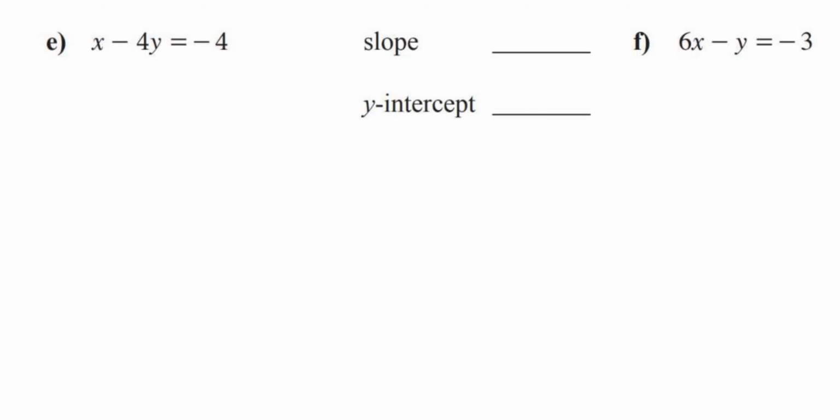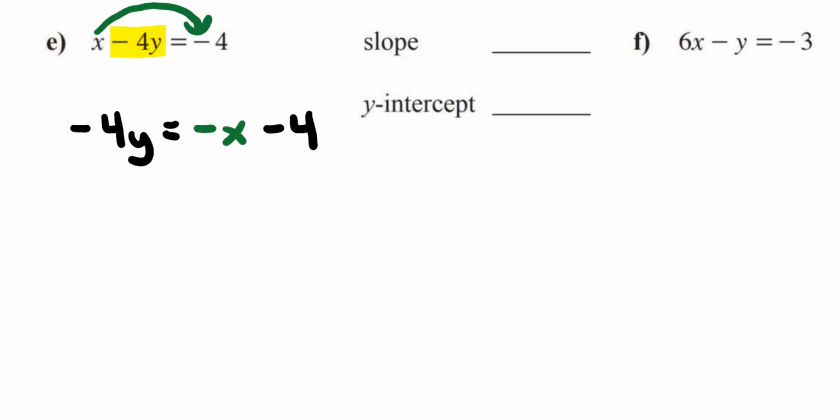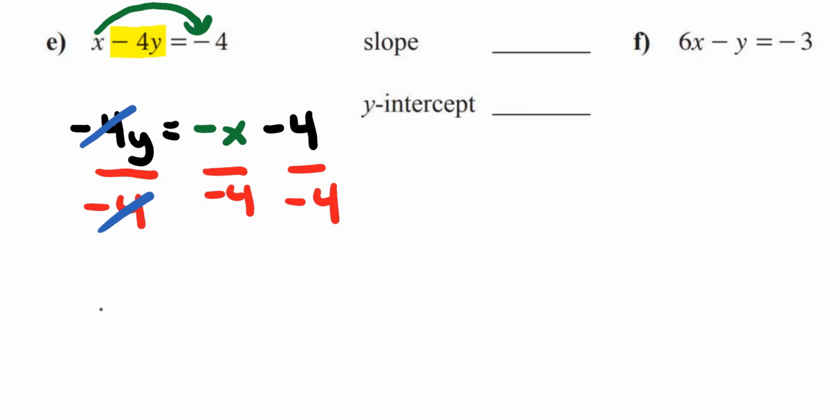All right, for letter 2E now, once again, we want to isolate for the y variable here, so the negative 4y remains, and this x can move to the right-hand side, and that's going to be negative x, right? So negative x and then minus 4. And then we want to divide both sides by negative 4.